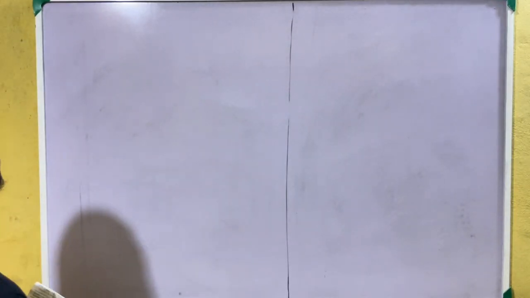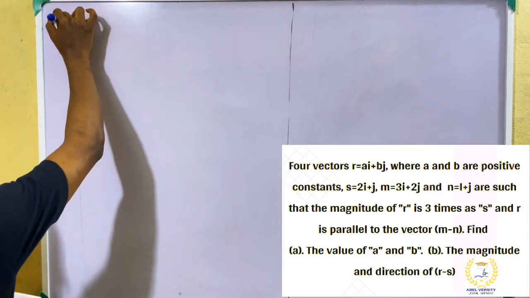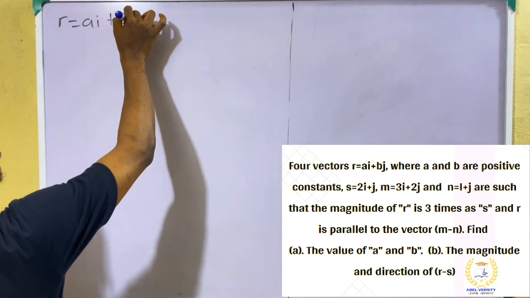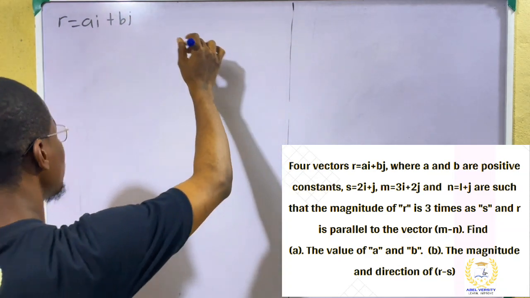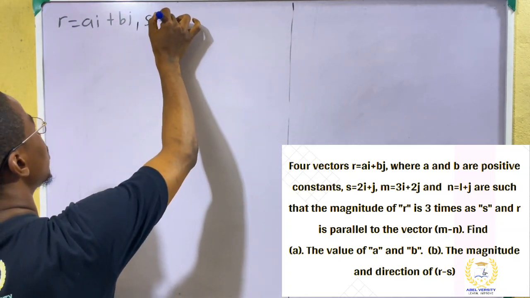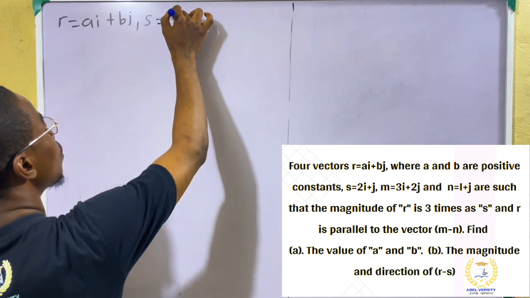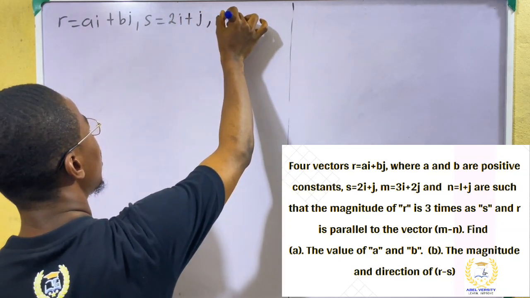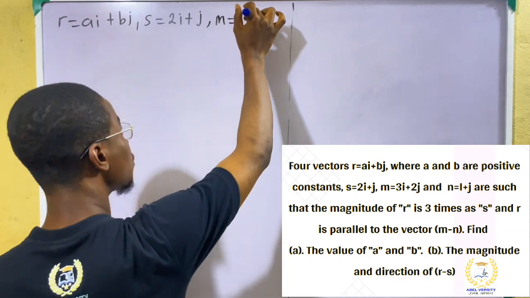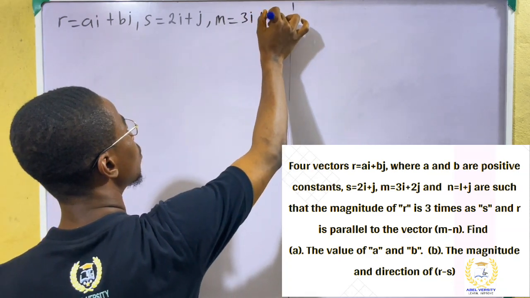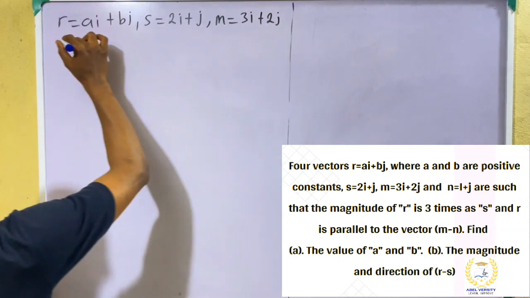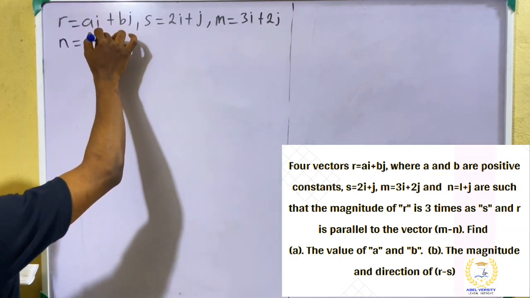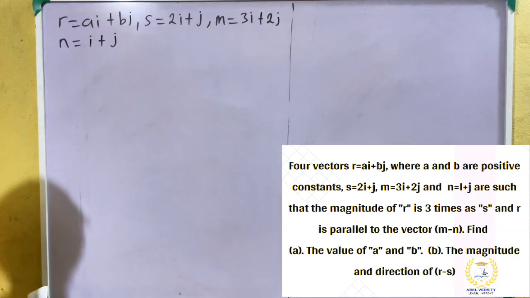So the first thing we have to do is to write out our vectors. r equal to ai plus bj, s equal to 2i plus j, m equal to 3i plus 2j, and n equal to i plus j.